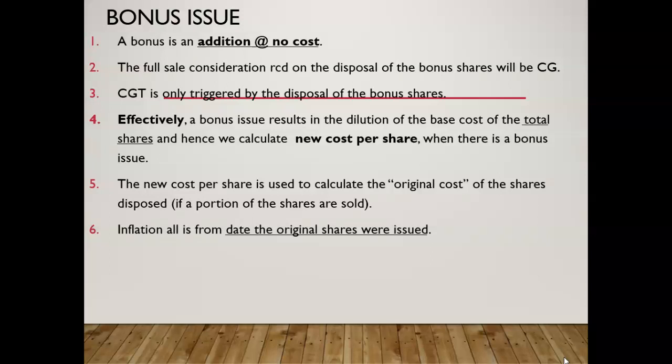Number five is saying the new cost per share is used to calculate the original cost of the shares disposed if a portion of the shares are sold.